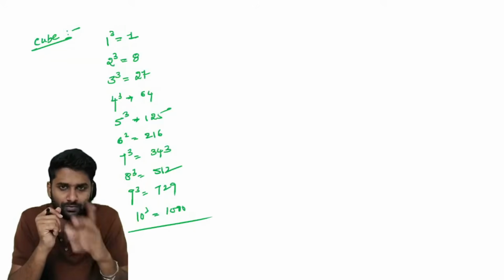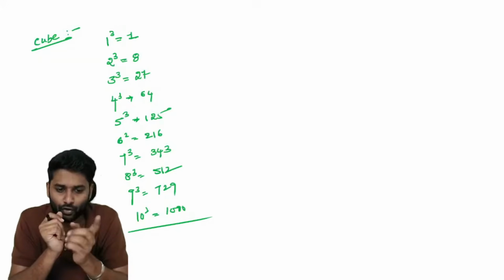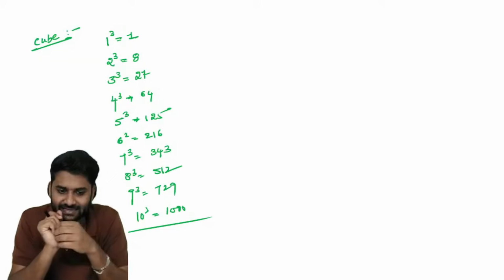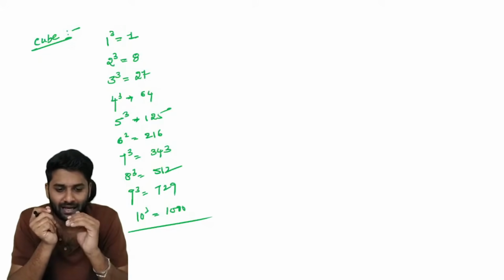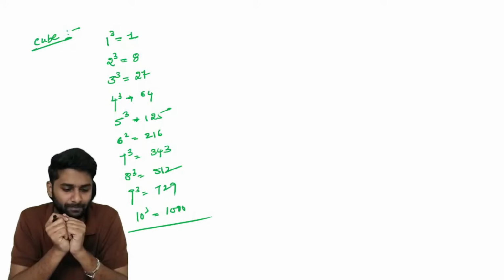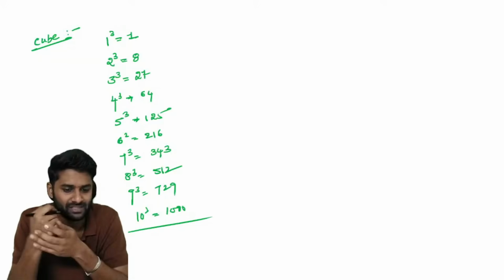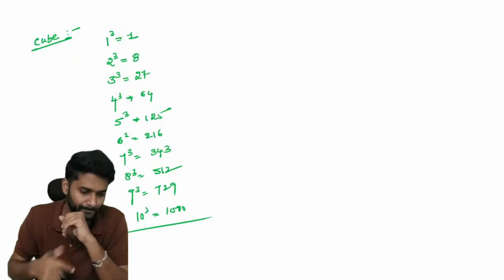Like 1 cube, units place is 1. 2 cube is 8. 3 cube, 7. 4 cube, units place again 4. 5 cube is 5. And 6 cube is 6. 7 cube is 343. You can see that 3 is in the units position. Again 8 cube is 512, 2 is in the units place position. 9 cube is 729, 9 is in the units place position. And 10 cube is 1000.